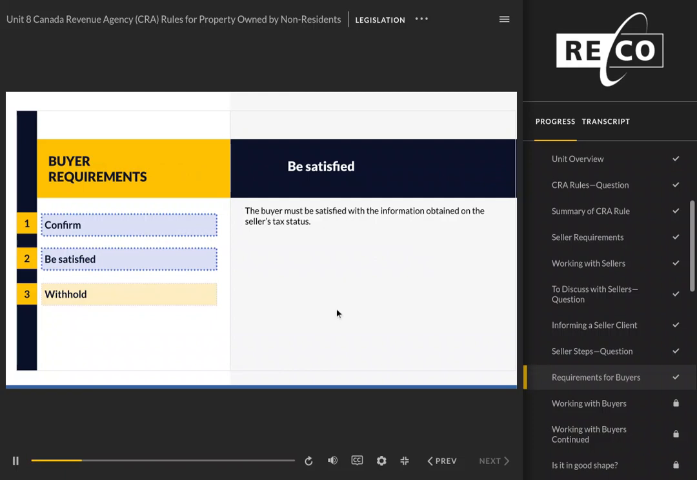Second, after taking steps to confirm the seller's resident status, the CRA requires the buyer to be satisfied with the information they have obtained on the seller's tax status.